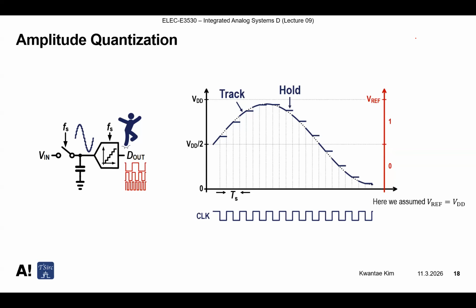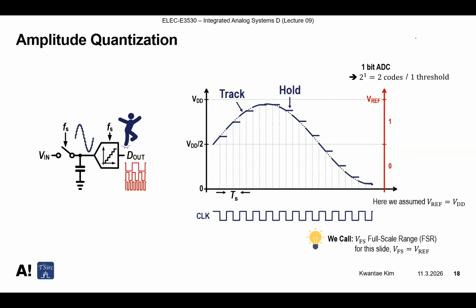Here we assume the reference voltage is about 1 and 0 for the full scale range. This threshold is exactly half of the reference voltage. We assumed here Vref is equal to VDD, the supply voltage. In this case, we call VFS the full scale range. For this slide, the full scale range is equal to the reference. But there is another case where the full scale range is not equal to the reference. I will talk about it later.